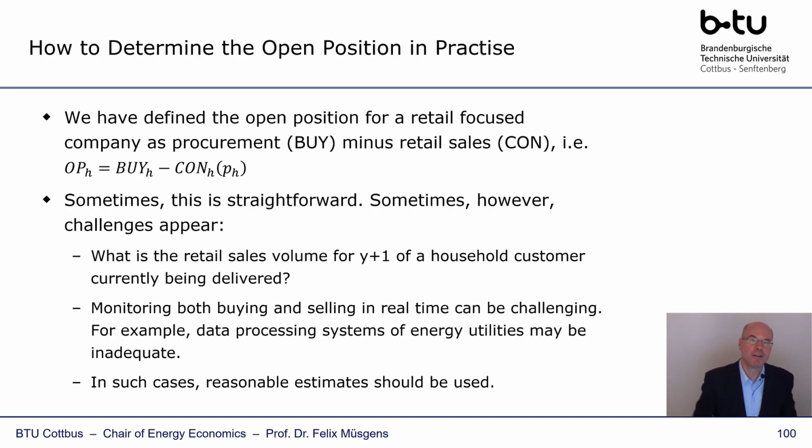So how to determine the open position in practice? We have defined it already for a retail-focused company as procurement buy minus retail sales or consumption. That is, OPH is equal to buy H minus con H depending on pH. Sometimes this is straightforward. Sometimes, however, challenges appear. So what is the retail sales volume for next year of a household customer currently being delivered? You have to work with probabilities here.